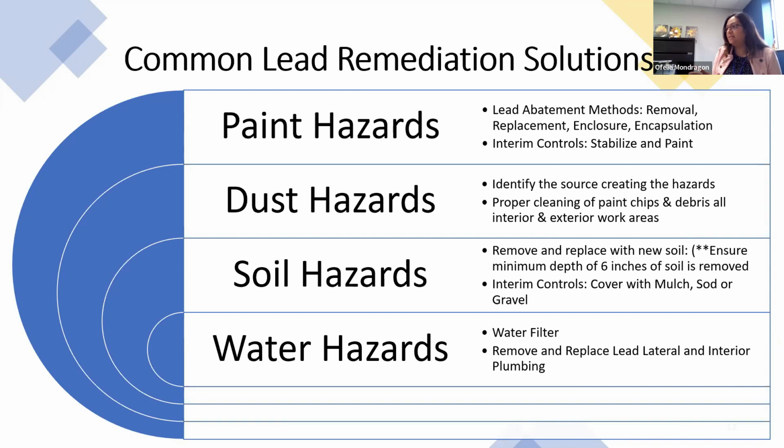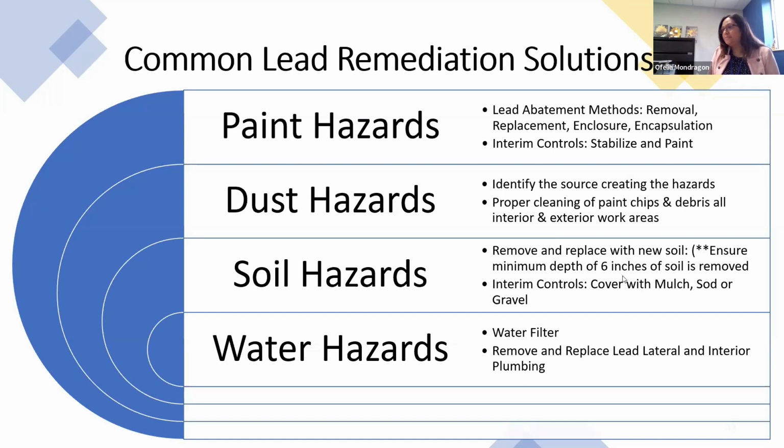For example, when there is a positive paint hazard in the home, we have two options. We can have a long-term fix of abatement methods, whether we remove it, replace it, enclose it, or encapsulate it, or we have interim controls where we stabilize and paint. When we do interim controls, the requirement is that we have to provide ongoing maintenance. And as we know, we have a lot of rental homes and a lot of those homes don't have that engagement from landlords taking care of them, so that results in not the best investment. Then we have the dust hazards and soil. There are remediation recommendations for every lead hazard that we have.